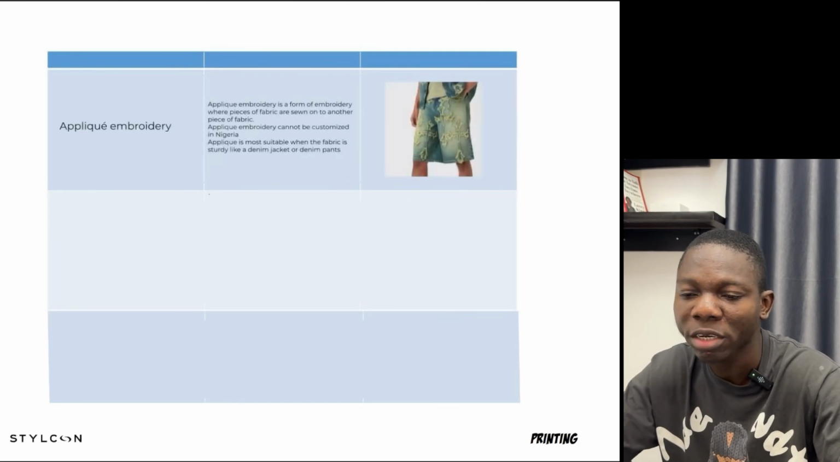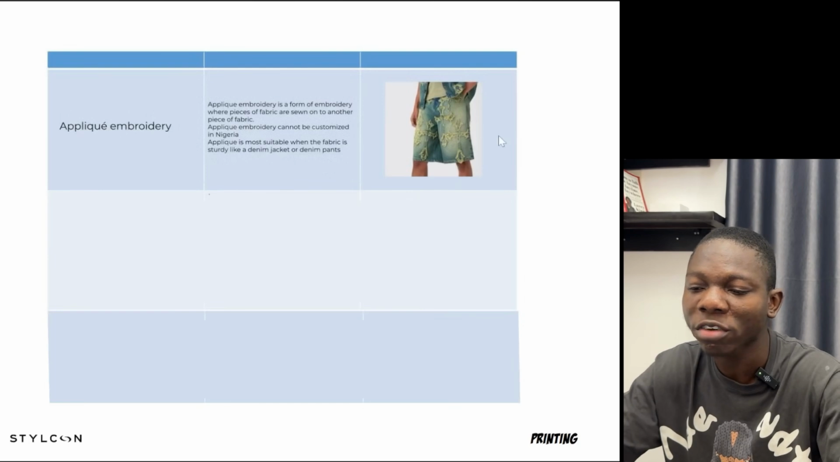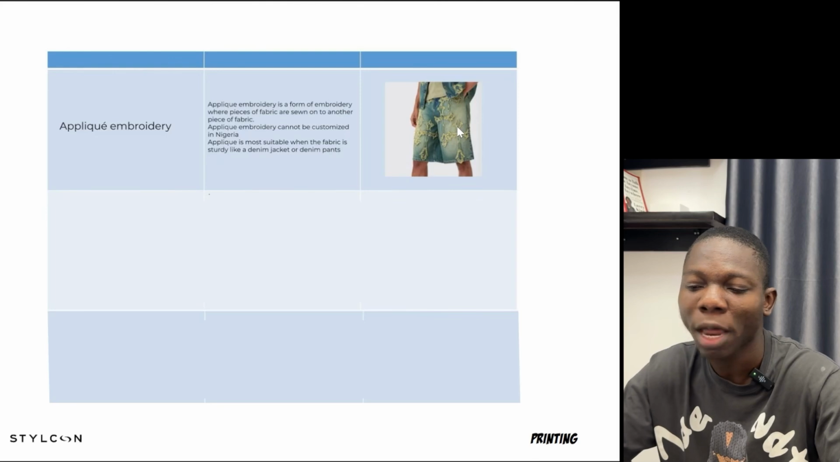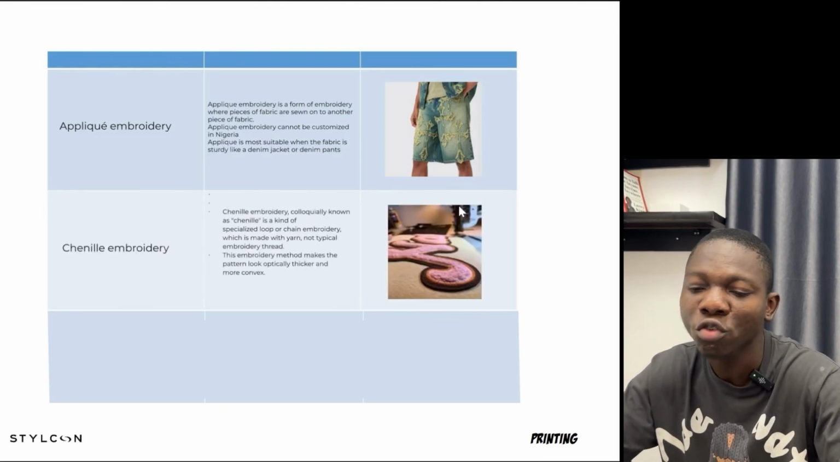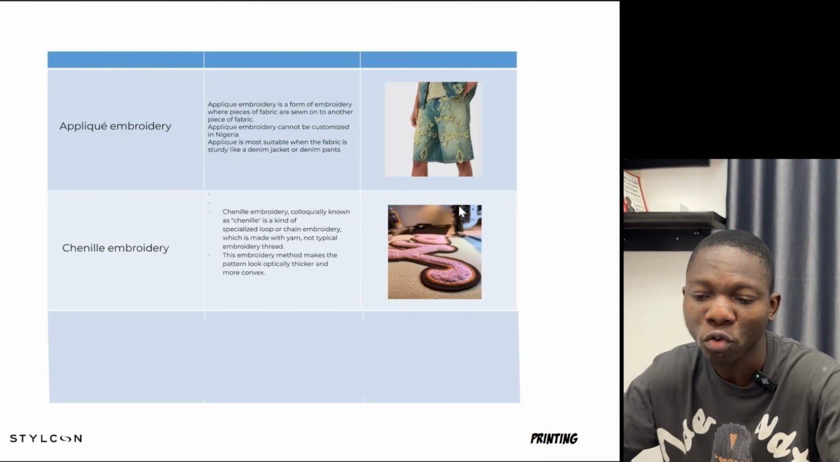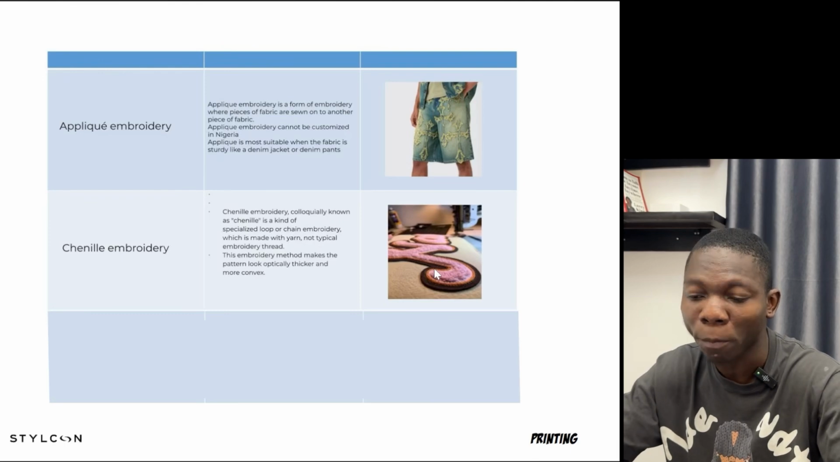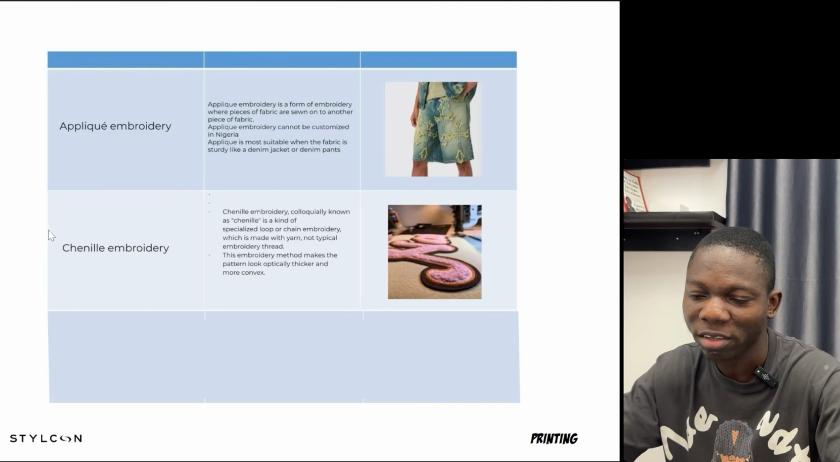And the applique embroidery is where fabrics are sewn to another fabric. So applique embroidery is when you stitch another fabric on an existing fabric. That process is called applique embroidery. Then for chenille embroidery, this uses a specialized yarn, not the usual embroidery thread. It looks thicker. It looks more appealing than the regular traditional satin embroidery.